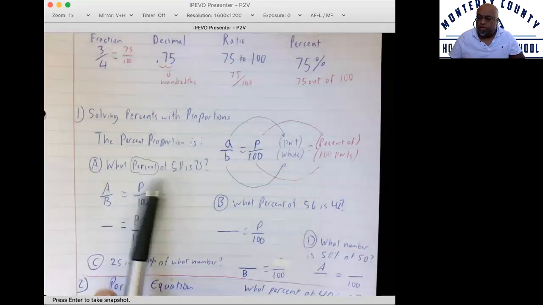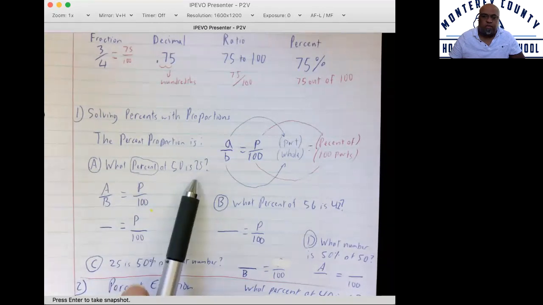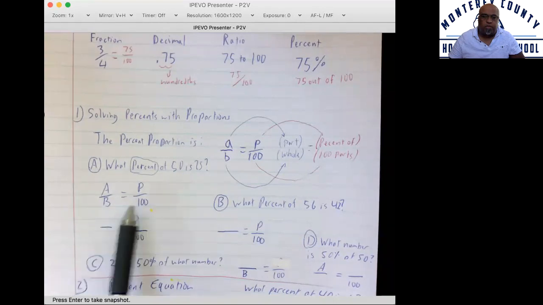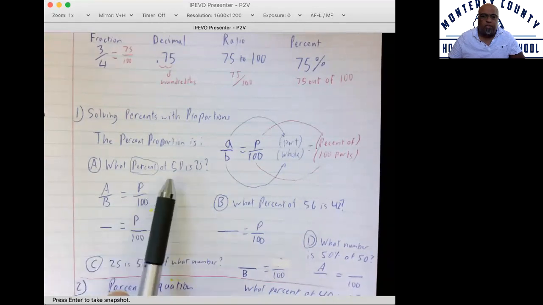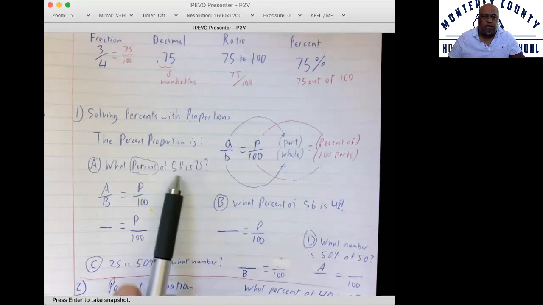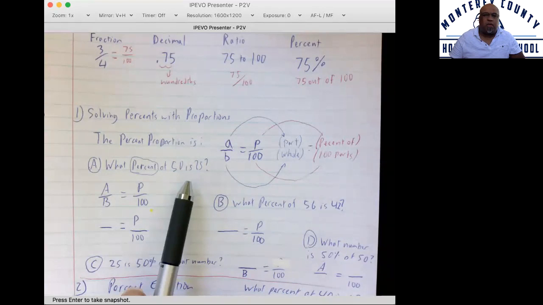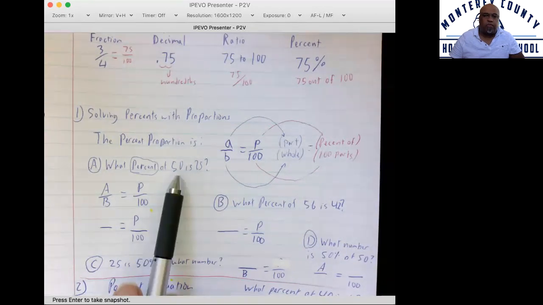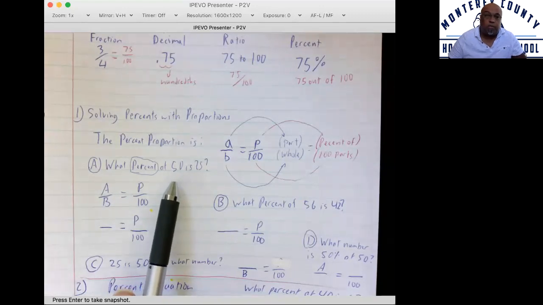What percent of 50 is 25? So we start with the percent proportion. A is to B as P is to 100. Now I have two numbers here, a larger number and a smaller number. And it's asking what percent 25 is of 50. What percent of 50 is 25? Again, be careful. The order that these math sentences are written in can be a little confusing. So you might want to read it a couple times, even 3 times or more, if you need to, just to make sure that you understand what's happening.